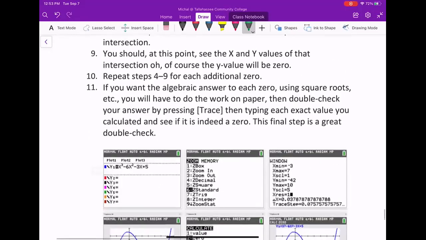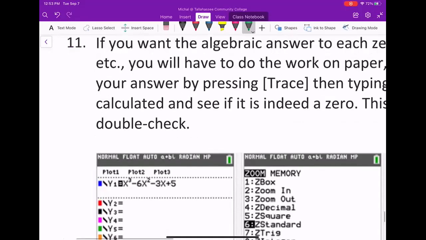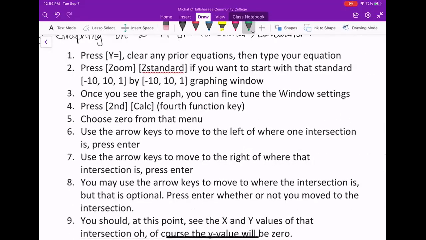So I'm going to use an example down here of x to the power of 3 minus 6x squared minus 3x plus 5. And again, you get this by pressing y equals. If you're using a TI-83 or an older version of a TI-84, you're not going to have these pretty colors, but it's still going to look the same way, okay? Then you're going to go ahead and press zoom. When you press zoom, you're going to select zoom standard, and that'll give you a 10 by 10 viewing window.